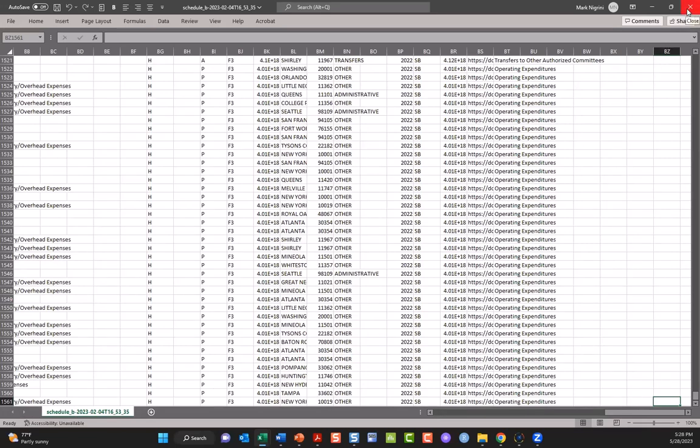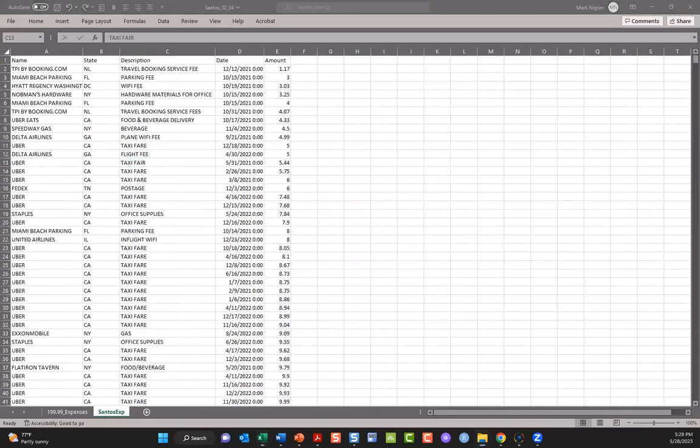And then what I did was I tidied it up. I just kept what I need: the name of whoever he paid the amount to, the state, description, the date, and the amount. And this is sorted from smallest to largest. So we start off with $1.17, and we end up at the bottom of the page with the highest dollar amount. So this is what I'm looking at.